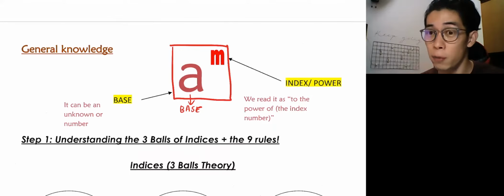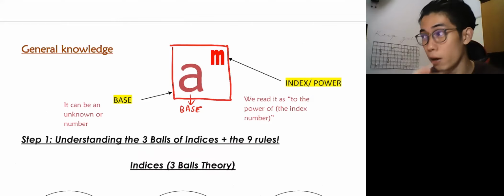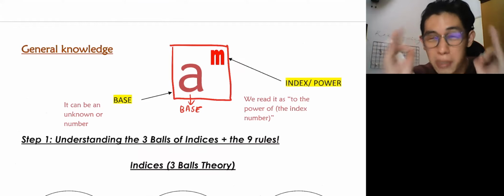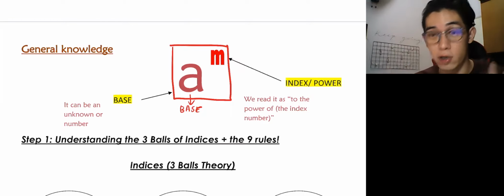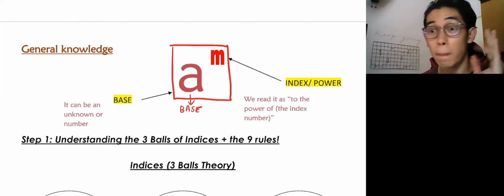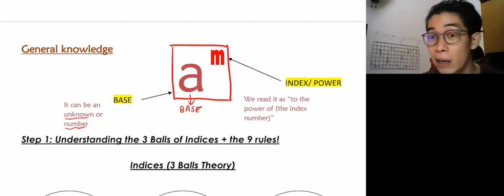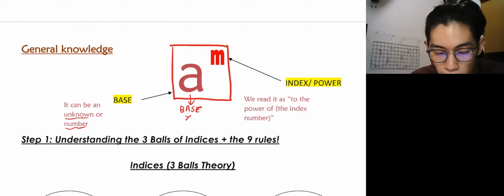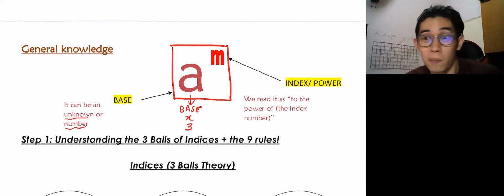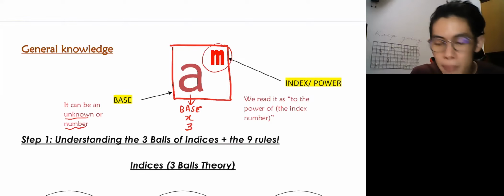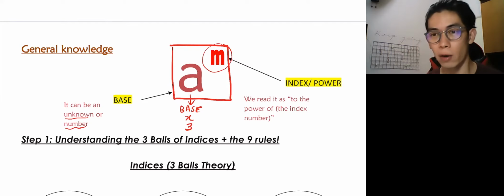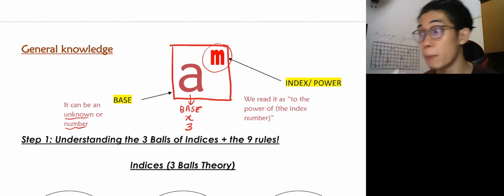Okay. Now, everyone, back to the general knowledge part. Remember, I spent a long time here to explain. Please don't judge. Follow me. Now, a power m, a is the base. Base can be an unknown number, right? So you can write x, you can write 3, it's up to you. And what is the m there? It's not alphabets, okay? It's actually numbers. As you can see, the name there is index or maybe power.